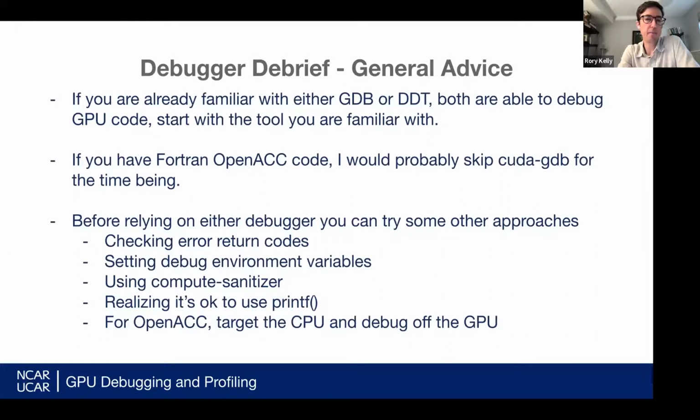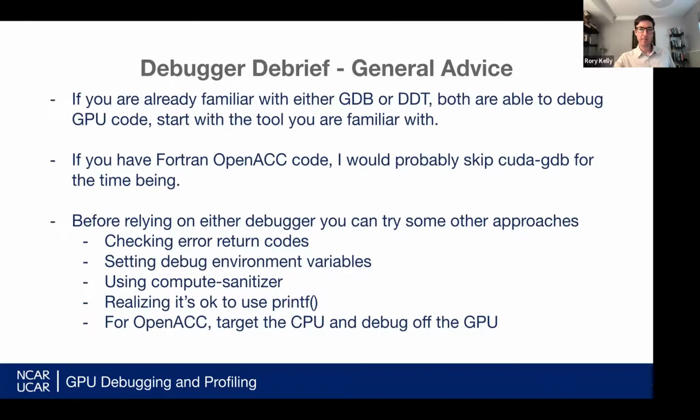But again, in the particular case of debugging GPU stuff, I think there's a lot of stuff you can do before even getting a debugger out that's worth your time. So things like checking error return codes, that's a great idea. Putting those CUDA checks around all your CUDA calls is really helpful. Those debug environment variables can be helpful. The compute sanitizer tool is really great for catching a pretty common class of bugs like memory issues. And then, becoming okay with using printf. I think printf on the GPU can actually be a pretty efficient tool if it's used judiciously.